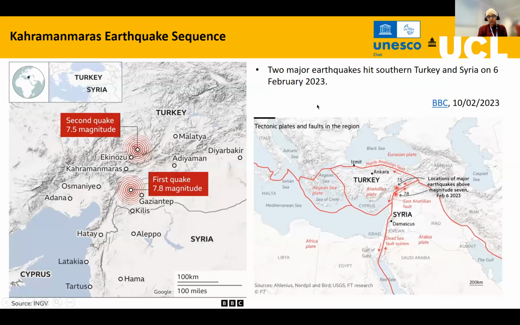As we're all well aware by now, there were two earthquakes that happened in February 2023, the first one with a 7.8 magnitude to the west of Gaziantep, and the second one following just 9 hours later further north.